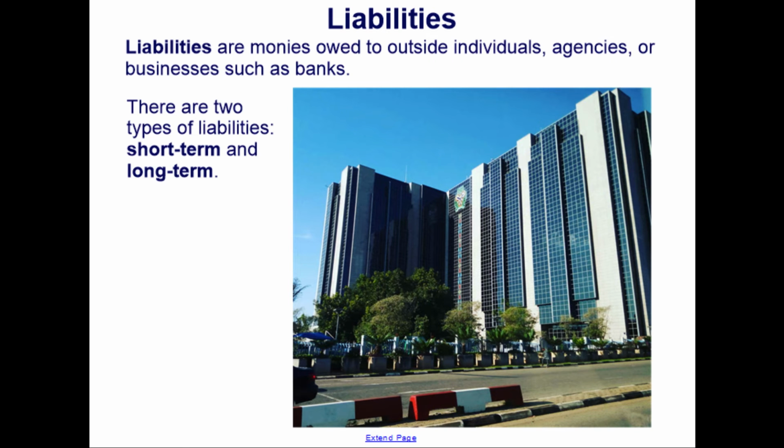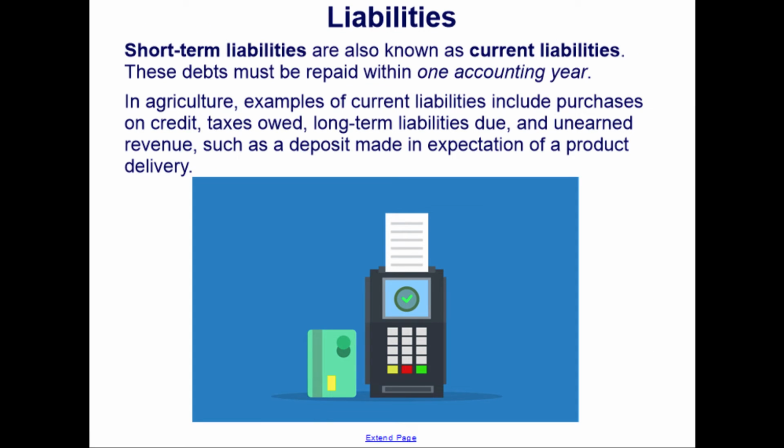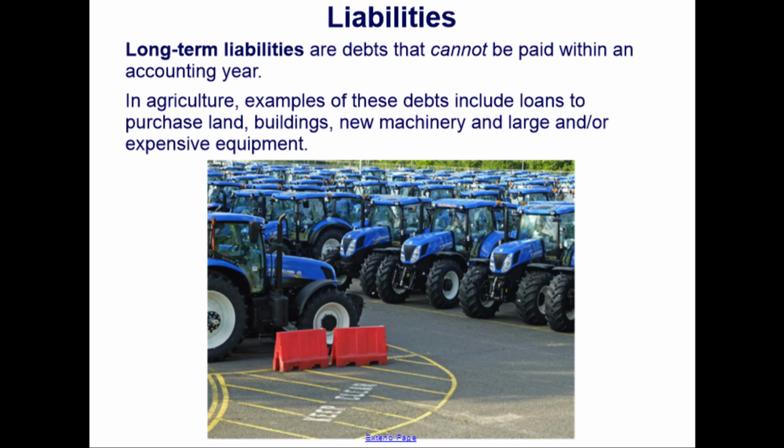Liabilities. Liabilities are monies owed to outside individuals, agencies, or businesses such as banks. There are two types of liabilities, short-term and long-term. Short-term liabilities are also known as current liabilities. These debts must be repaid within one accounting year. In agriculture, examples of current liabilities include purchases on credit, taxes owed, long-term liabilities due, and unearned revenue, such as a deposit made in expectation of a product delivery.